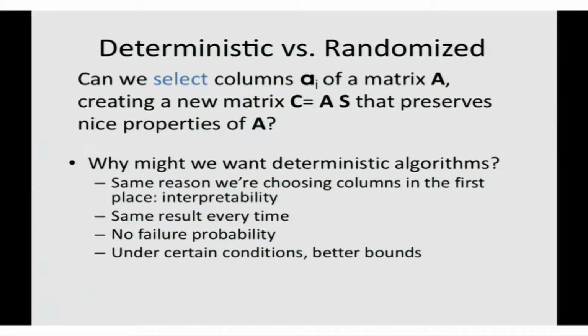This is for the same reason that we're choosing columns in the first place, which is that if we're biologically motivated, then we're interested in the interpretability of our columns. A column might represent a gene, and we don't want a random selection of genes to go look at if we're interested in doing a biology experiment. We want to know which genes to look at specifically for our next experiment. So we get the same results every time. There's no failure probability. And under certain conditions, you can show better bounds.